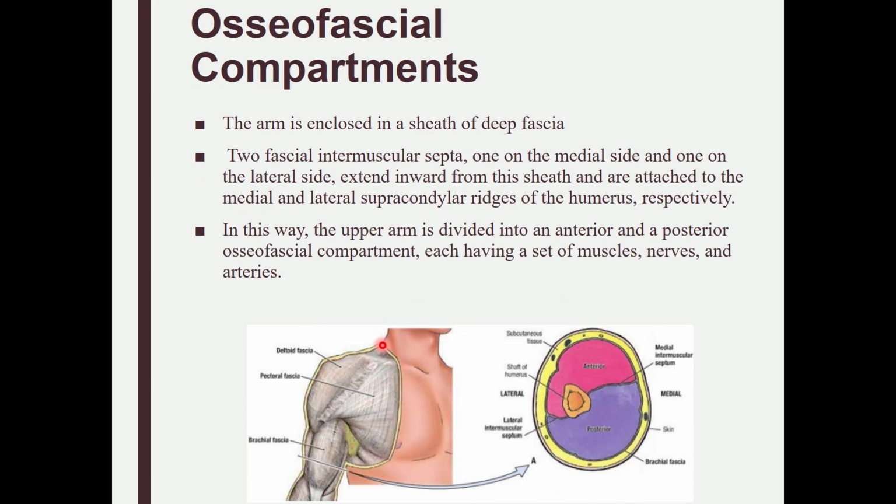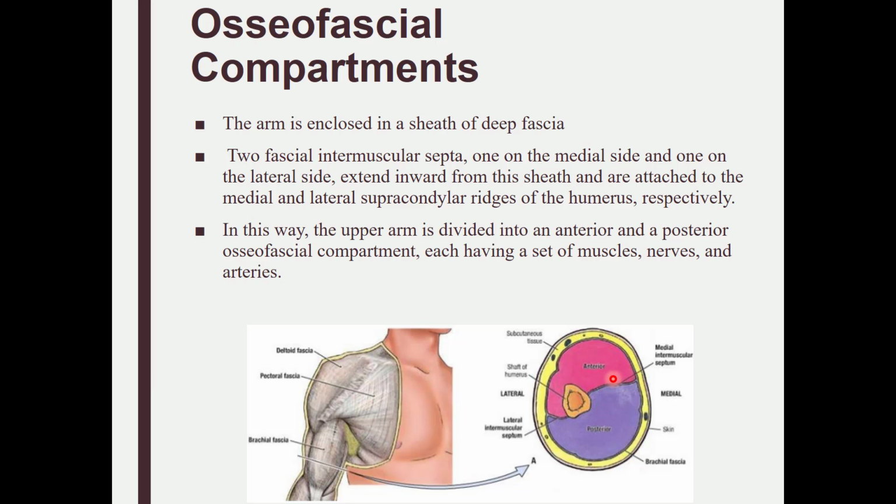First of all, the osteofascial compartments. The arm is enclosed in a sheath of deep fascia. Two fascial intermuscular septa. See here in this diagram, there are two intermuscular septa, one on the medial side, which is called the medial intermuscular septum, and one on the lateral side, which is called the lateral intermuscular septum. They are extending inward from the sheath of the deep fascia, and they are attached to the medial and the lateral supracondylar ridges of the humerus respectively.